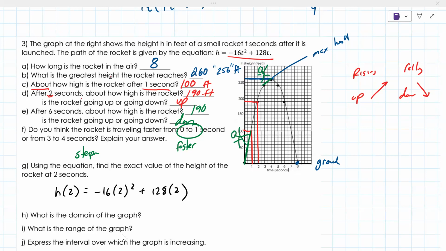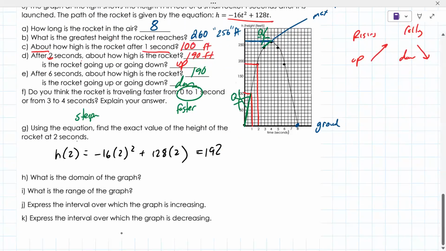Right, I agree. All right, so the domain is always the x values. What x values is this good for? From zero, when does it hit the ground? Zero to eight, with brackets, very good, because it's not arrows, and it's filled in. It can be 0, it can be 8. That's right. The range is the y values.